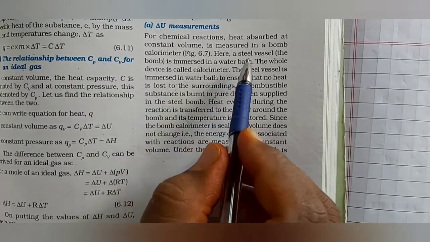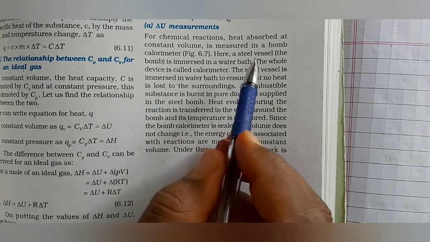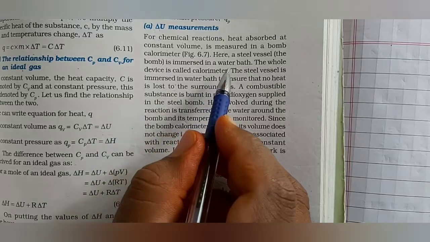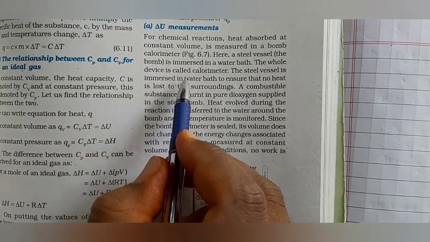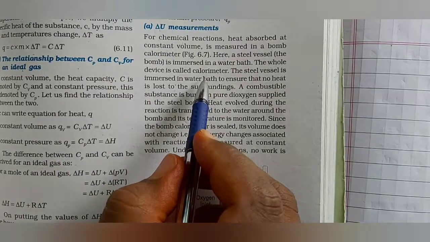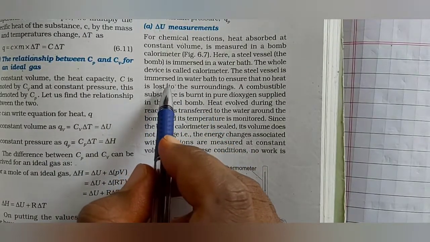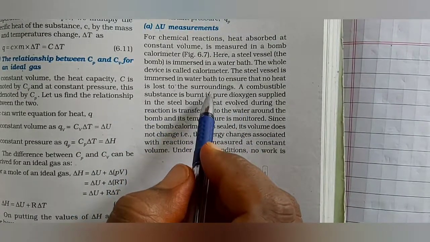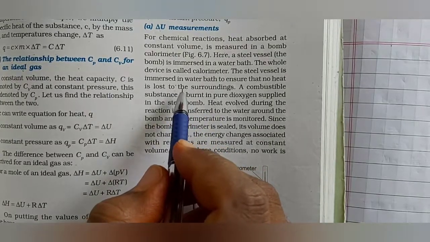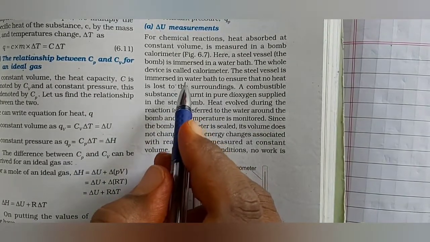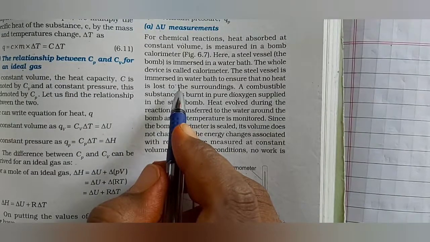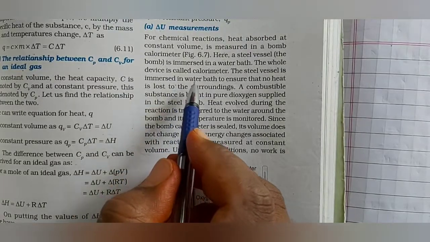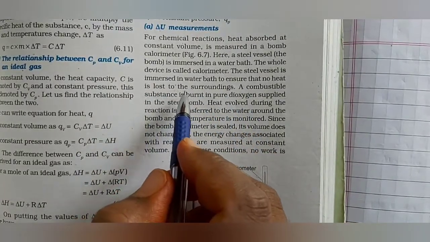Next, here a steel vessel, the bomb, that name of steel vessel is bomb, is immersed in a water bath. The whole device is called calorimeter. That's why that is called bomb calorimeter. The steel vessel is immersed in a water bath to ensure that no heat is lost to the surroundings. If it is lost to the surroundings, we cannot find the internal energy accurately.